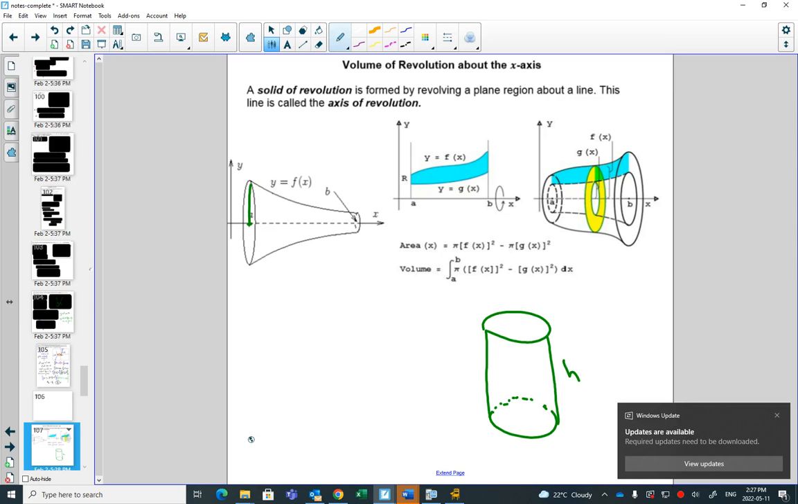So how do we find the area? It is just pi times the radius, and the radius will be whatever the value of f of x is at that point, squared, because a circle is pi r squared. And then you would subtract pi r squared, pi function squared, from the second one. Then if we integrate this from point A to point B, we actually get the volume of that shape.